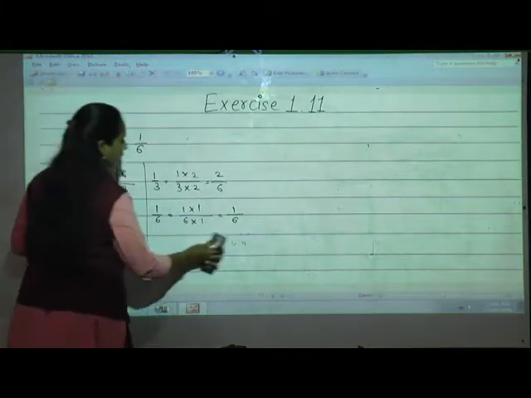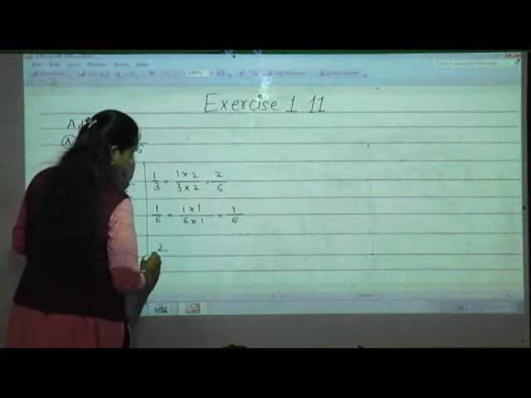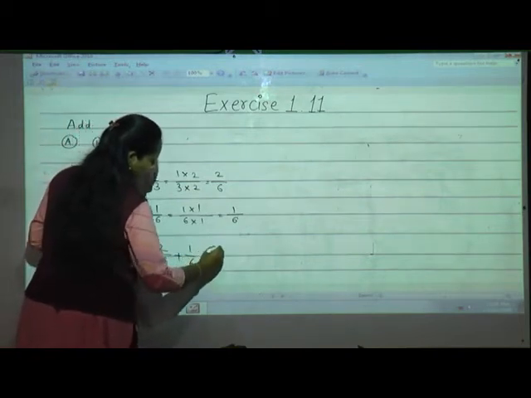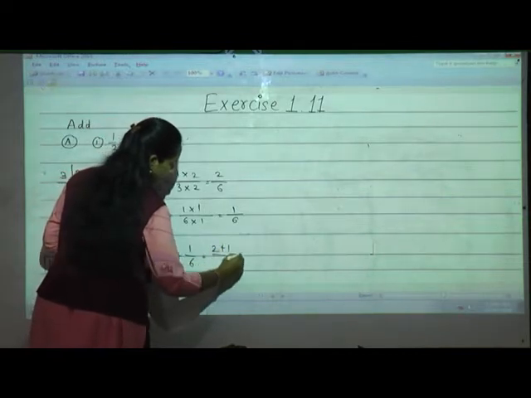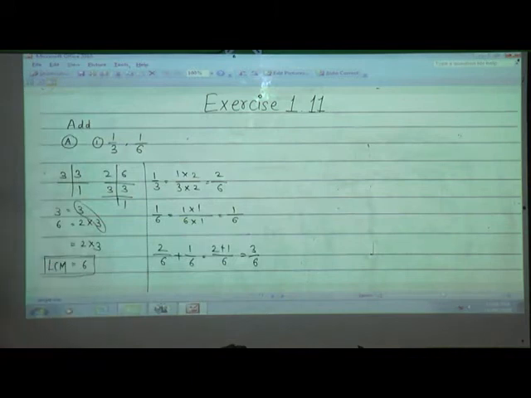Okay. Now we got both the denominators same. Now we can add together. 2 upon 6 plus 1 upon 6. 2 plus 1 upon 6. 2 plus 1 is 3 upon 6. Clear? Yes, these are the steps. In this way you have to solve. The next example I'll solve for you.